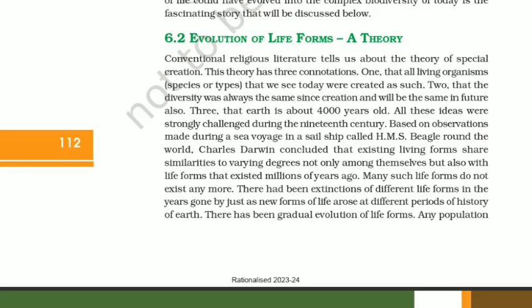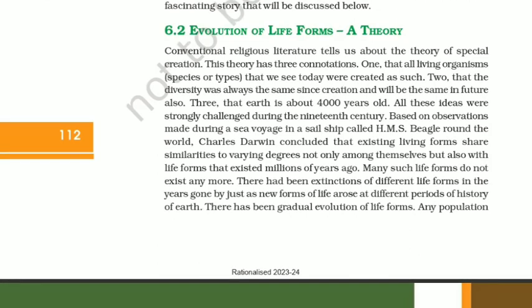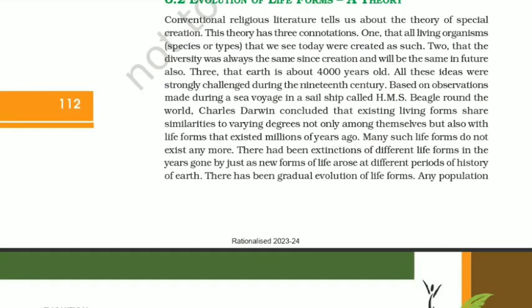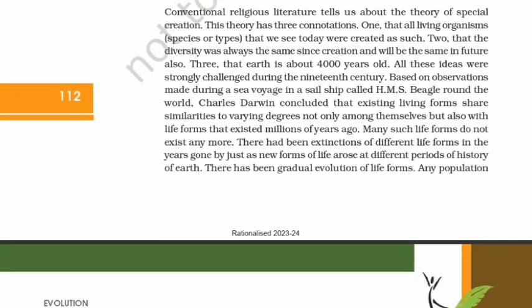6.2 Evolution of Life Forms, a Theory. Conventional religious literature tells us about the theory of special creation. This theory has three connotations. One, that all living organisms, that is species or types that we see today, were created as such. Two, that the diversity was always the same since creation and will be the same in future also. Three, that the earth is about 4,000 years old.